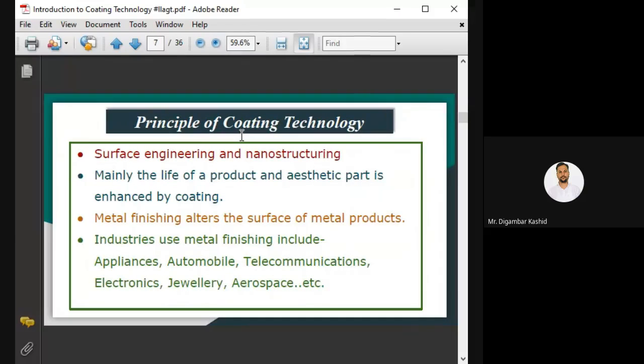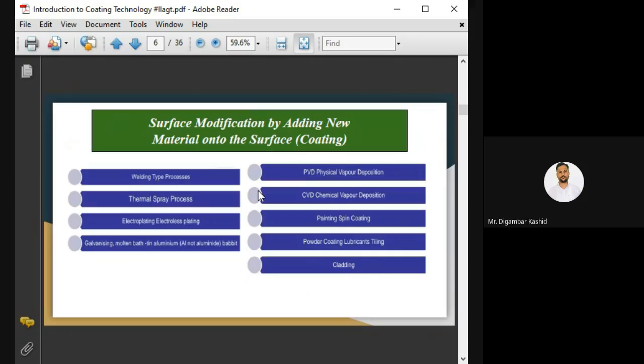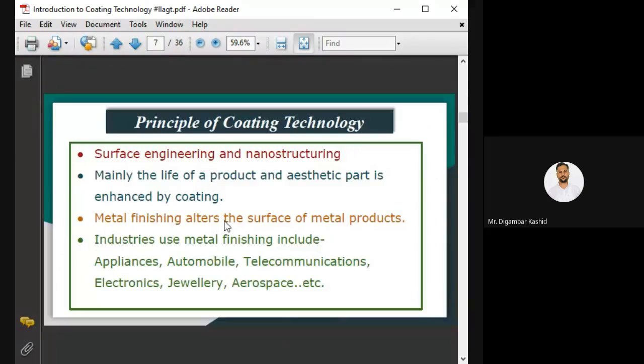Now come to our main point. What is the principle of coating technology? As I mentioned, this coating technology is a part of your surface engineering as well as nanostructuring, because you will see group number one or two in that. So we are going to change our surface properties. Actually, the principle of coating technology is mainly to improve the life of your product as well as to give an aesthetic look, so that the life of the product and the aesthetic part can be improved by coating.